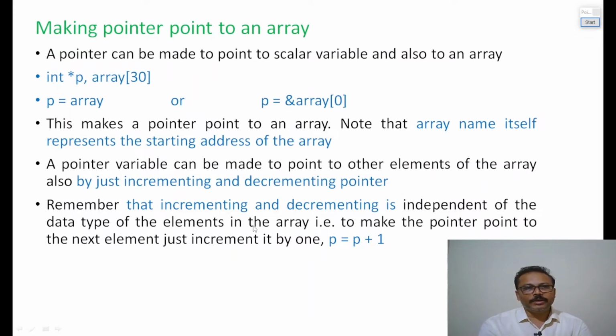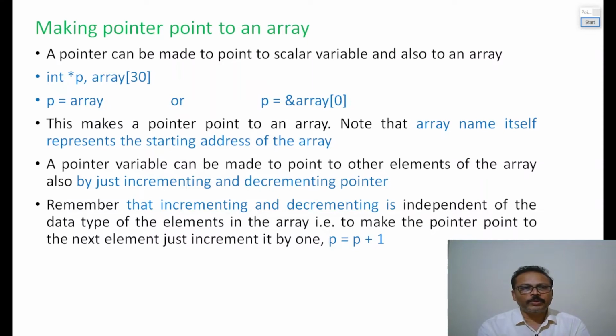Making a pointer point to an array. A pointer can be made to point to a scalar variable and also an array. Before we discuss how to directly use pointers without using arrays, we will first discuss using a pointer together with an array, and how to make the pointer point to an array. Without declaring an array also we can achieve the same result. That we will see in the next slides.